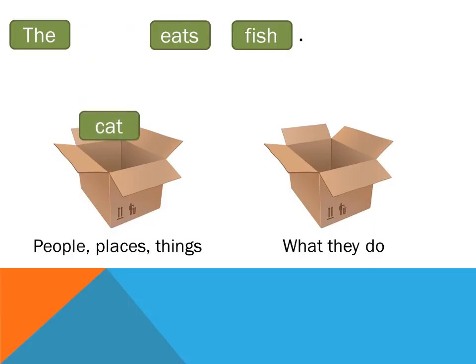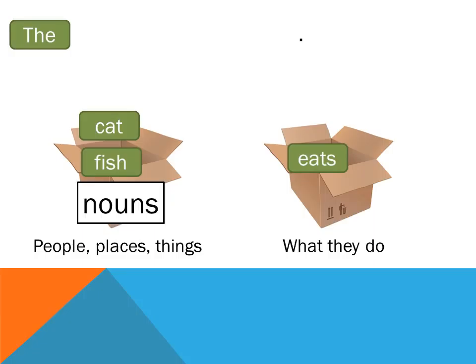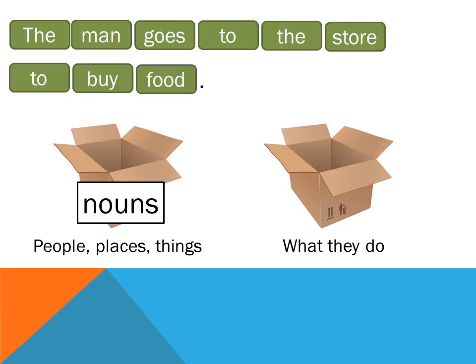Cat is a thing. It's an animal. Eats is what the cat does. The cat eats. Can you guess where fish will go? Fish is also a thing. Now, we're not going to worry about the word the yet. Those people, places, and things are actually called nouns.